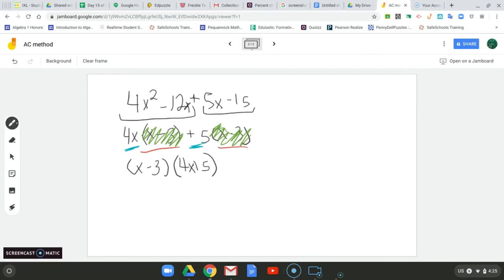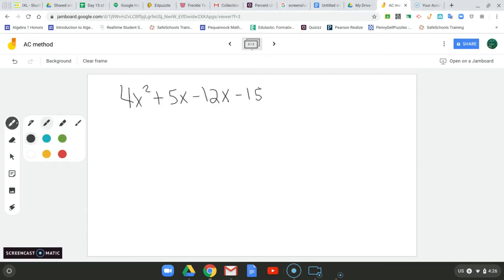So hopefully that clears up a little bit about the AC method. Now, I know some of you are thinking, well, what happens if, when I listed my factors, I listed these two factors in the wrong order? Well, let's take a look and see. What I did is I just rewrote this in a different order. The positive 5x and the negative 12x are now in a different place. Doesn't mean that you can't do the problem, and you're going to do the problem just as easily as you did it the other way.